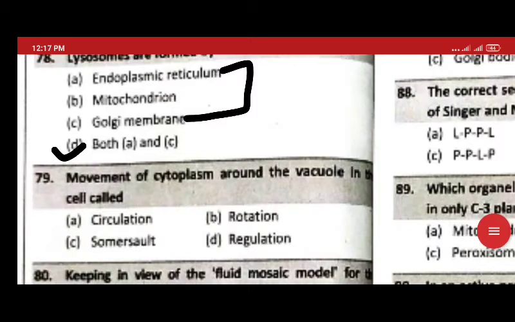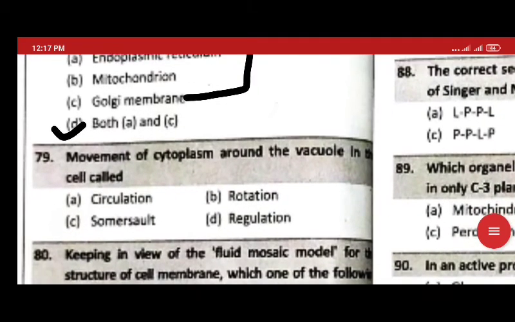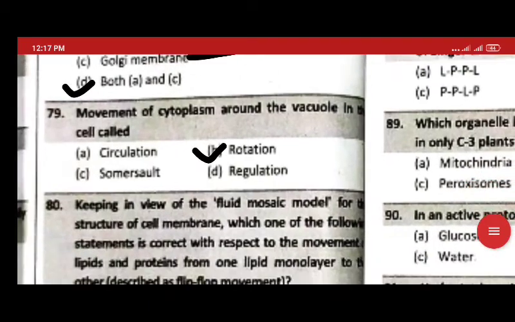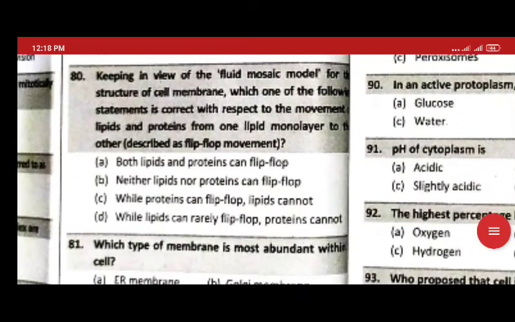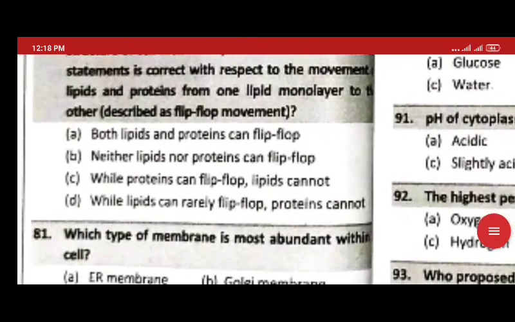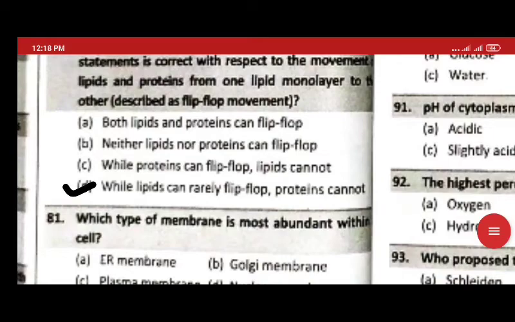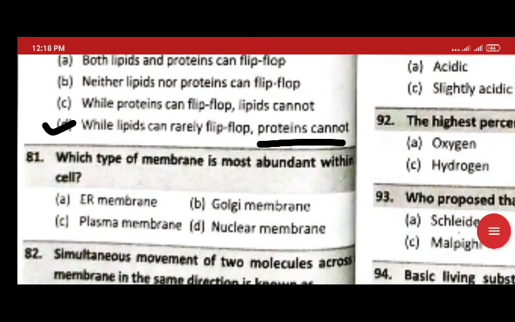Now 79. Movement of cytoplasm around the vacuole in this cell is called. So in 79 vacuoles, that is called what? Rotation. Now 80 number, keeping in view of the fluid mosaic model for its structure of cell membrane, which one of the following statements is correct with respect to the movement of lipid and protein from one lipid monolayer to the other? Describe flip-flop movement. So flip-flop movement is what, protein cannot move. That is D option is right.